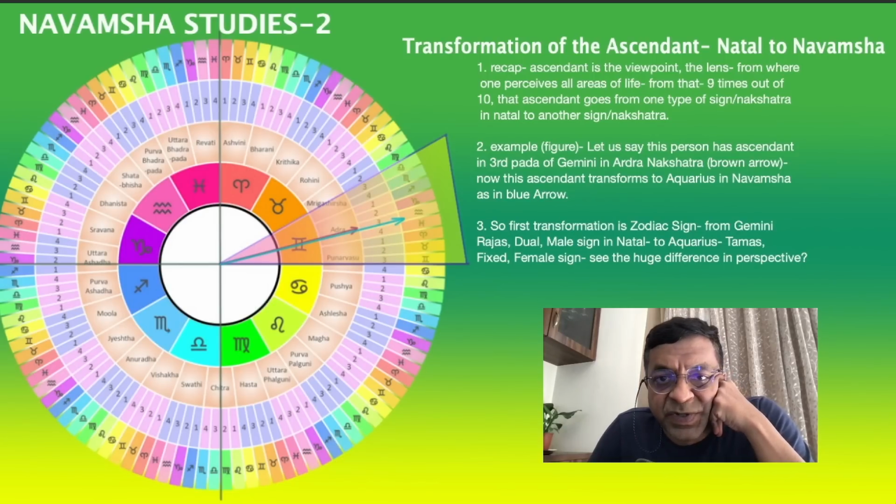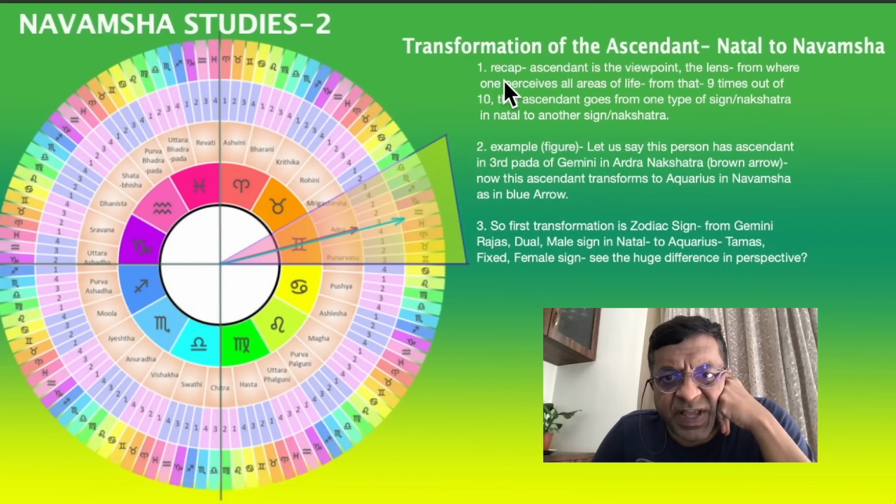So let us briefly, in as much time as we have now, examine why this is so, what the possibilities are, and why this could happen that way. Okay, so let's get right into it. So there we have it. We have our ever famous zodiac pie over there. And I want to explain it with a particular example of the transformation of ascendant from natal to Navamsha.